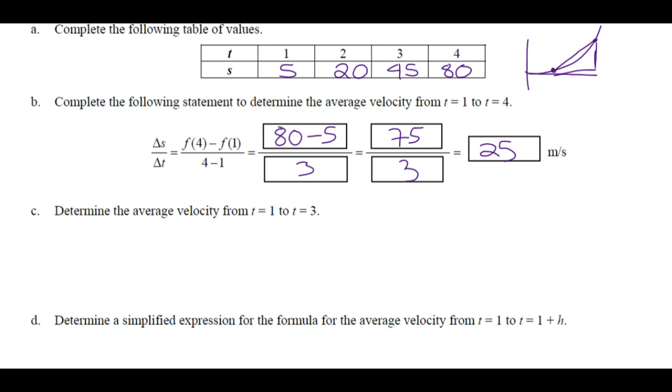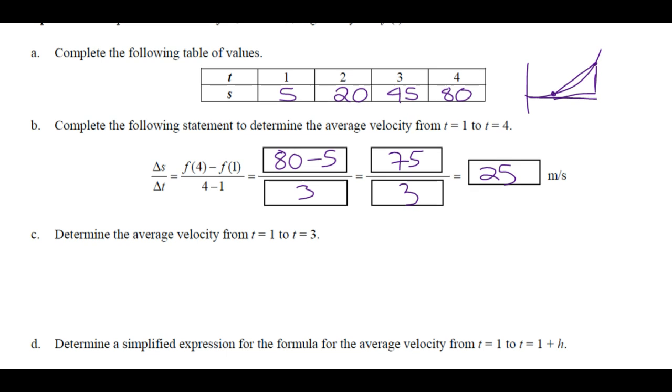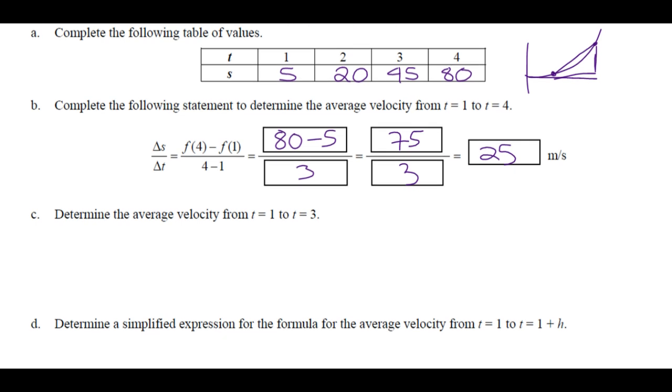Determine the average velocity from t equals 1 to t equals 3. Okay, so we're going to do the exact same thing. We're actually going to show the exact same work. So you can do that, right? Just show the exact same work. What's the difference? This will be f of 3. This will be a 3. Okay. Now we want to do this, right? We want to show this because it actually leads somewhere, right? So we're going to do the same thing. Delta s over delta t is f of 3.